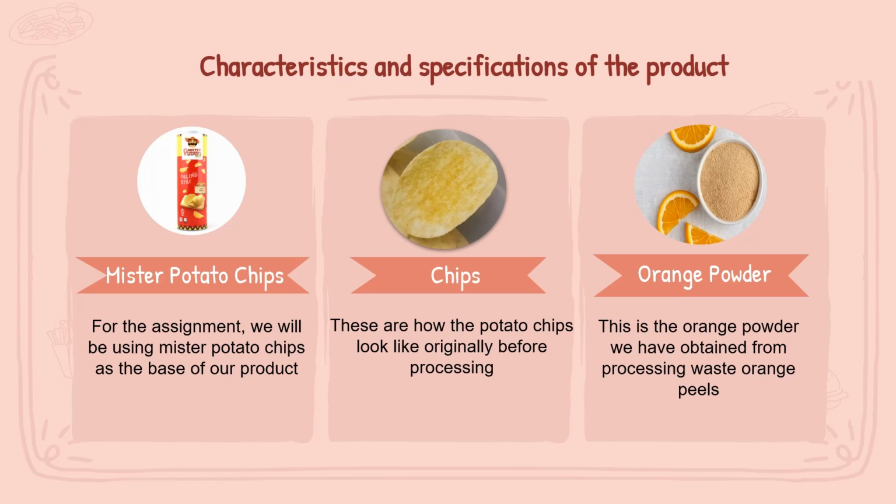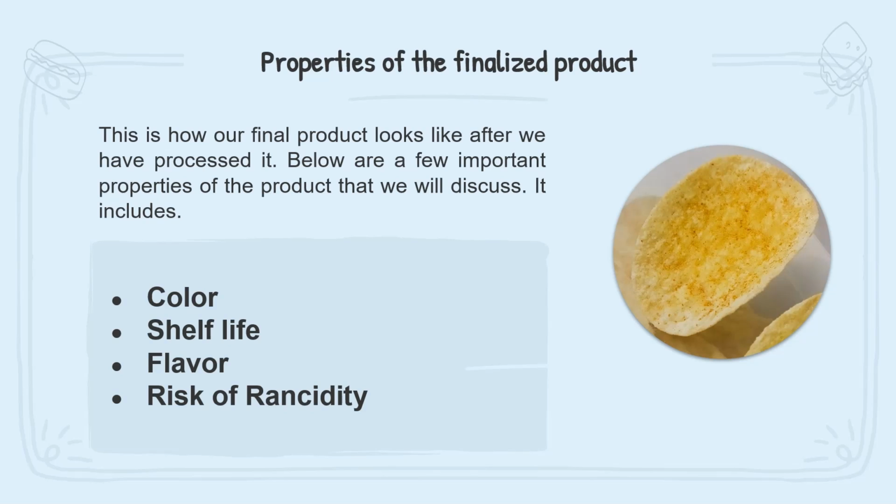On characteristics and specifications of the product, for this assignment we will be using Mr. Potato Chips as the base of our product. These are how the chips will look like before the addition of the powder. Then, this is the orange powder we have obtained from processing waste orange peels. So, for the properties of the finalized product, to the side is how our final product looks like after we have processed it. Below are a few important properties of the product that we will discuss.